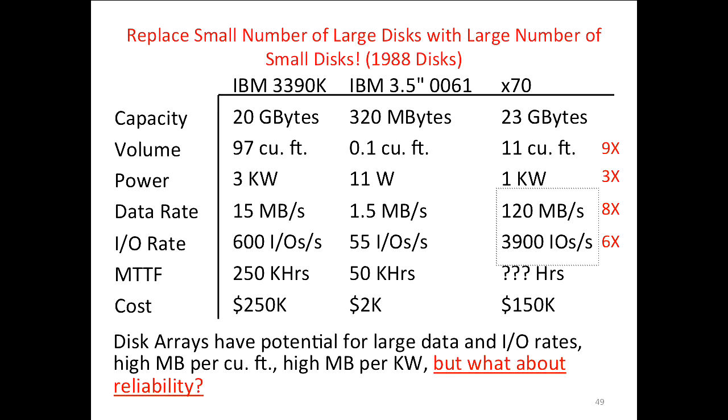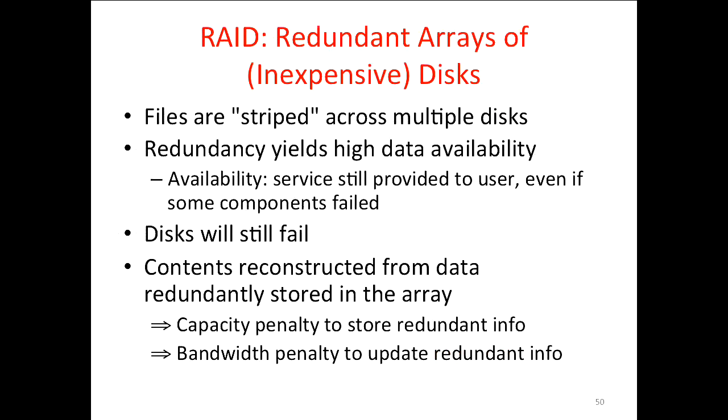So there's this potential to use a lot of commodity small drives, gang them together. But the problem was redundancy, the things failing, or how to cope with the failing by using redundancy. So this was a Berkeley project. The idea was born here of RAID, redundant arrays of inexpensive disks. That was the acronym. And the idea was to stripe files across multiple disks and add redundancy to get high data availability. So even if one disk failed, the thing will keep working.